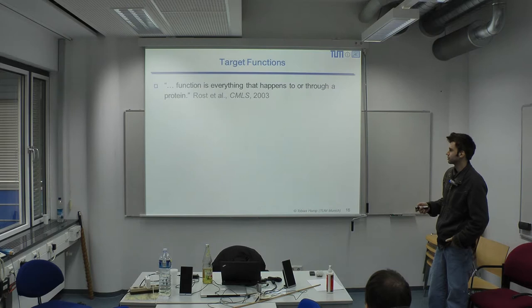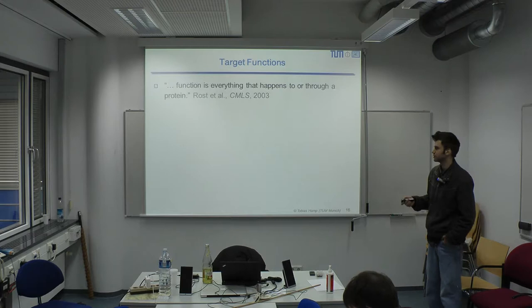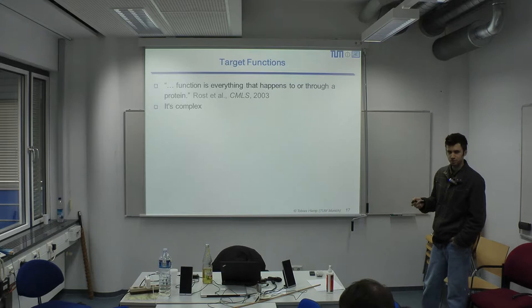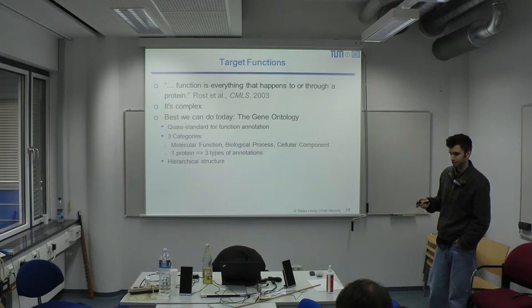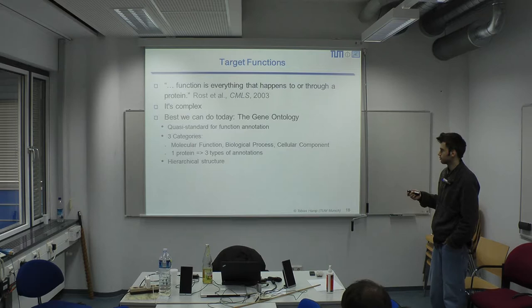To this end, we of course not only had to have the sequences and the annotations, but we also had to define what we actually want to predict. So we had to define what is a protein function. This is a rather ill-defined thing. There are many different aspects to it, as you already heard. But one of the best ways of annotating protein function is really the Gene Ontology. This is a very controlled vocabulary for annotations.